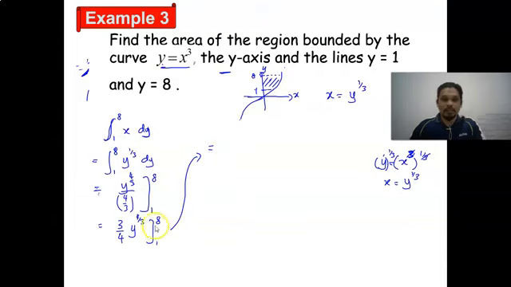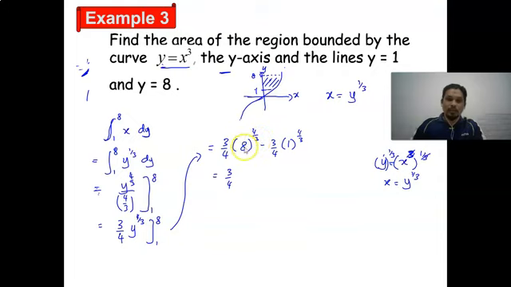Now, substitute with 8 first. So 3/4 times 8 to the power of 4/3, minus 3/4 times 1 to the power of 4/3. Okay, look at this one here now. It's a cube root. The cube root of 8 equals 2, and 2 to the power of 4.